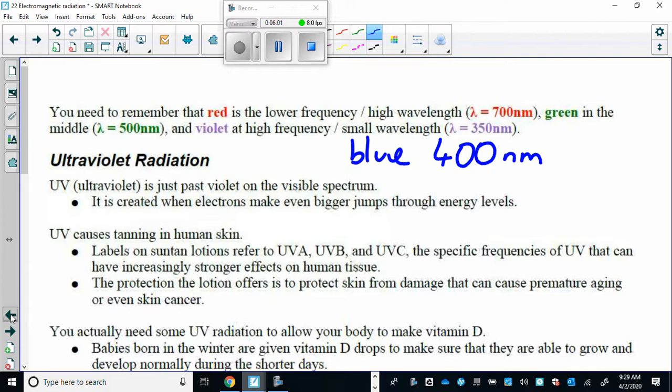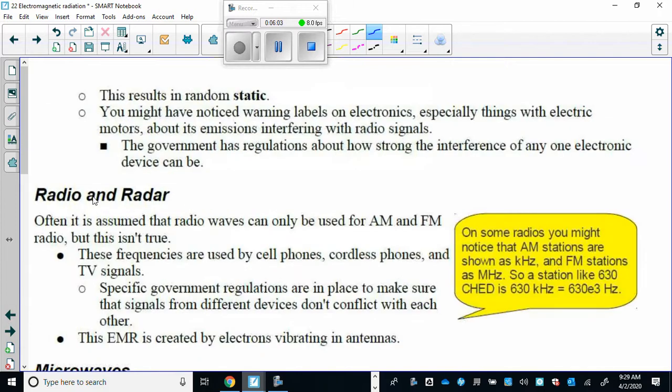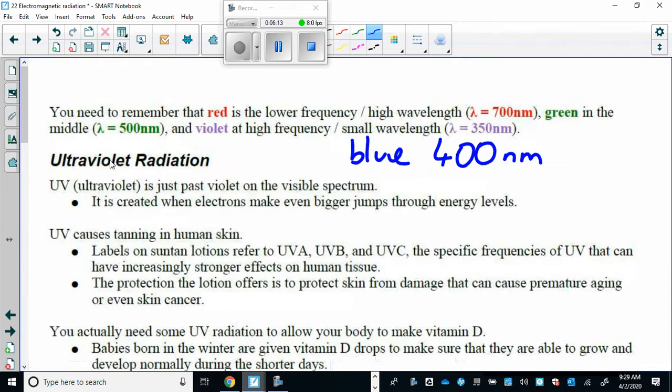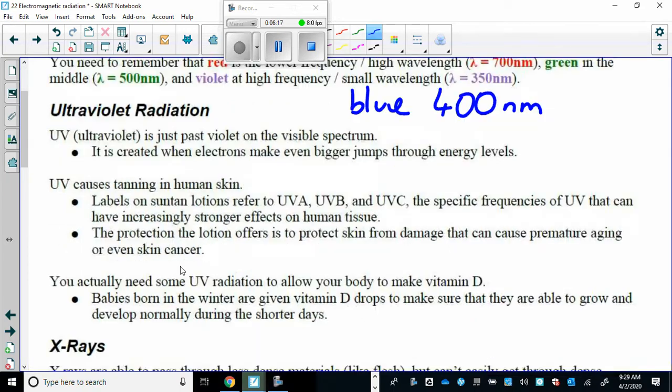For example, let's just go back for a second. We are constantly being bombarded by radio waves and microwaves and infrared radiation and visible light, and they don't really harm us anyway. But ultraviolet radiation can be a little harmful. You don't want too much. That's why you put sunscreen on.